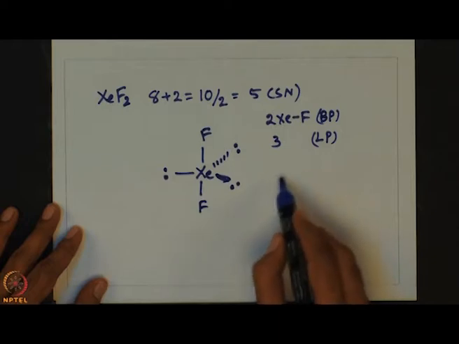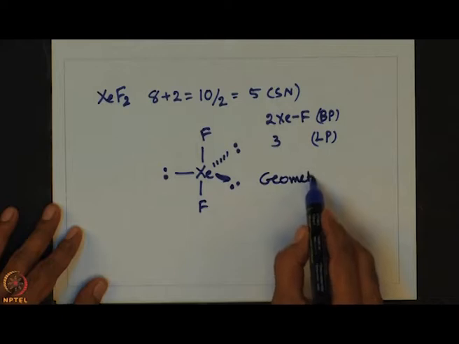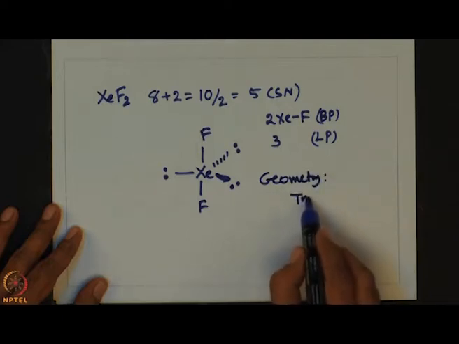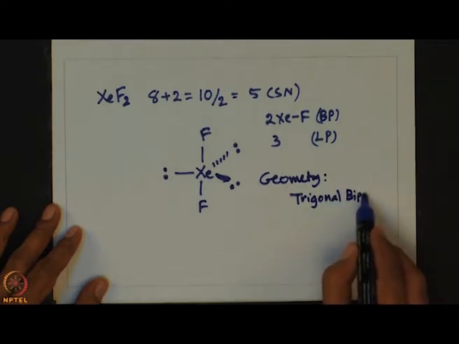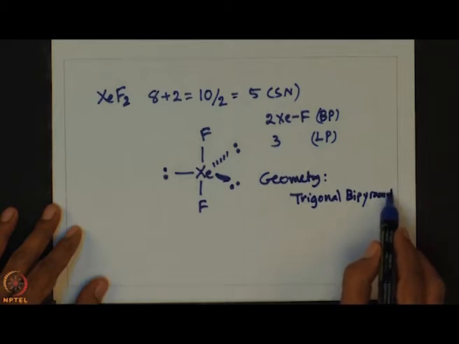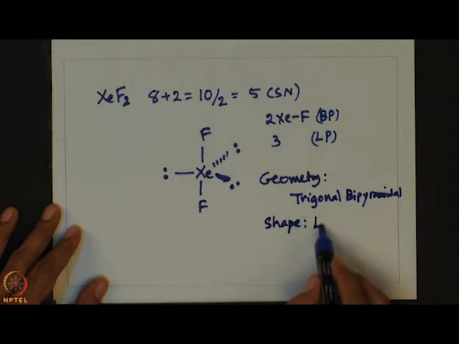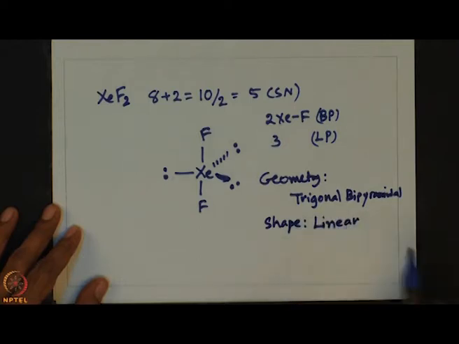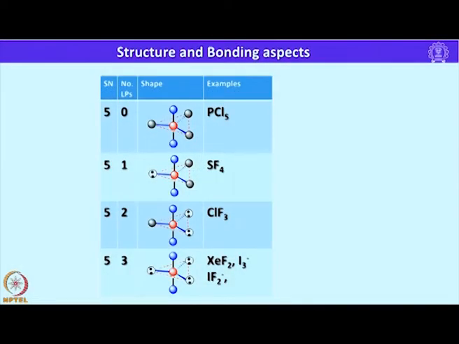So, XeF2 geometry is trigonal bipyramidal. So, one can write by using this VSEPR theory for any given molecule the correct structure and understand the geometry as well as the shapes. So, let us look into the steric number 6.